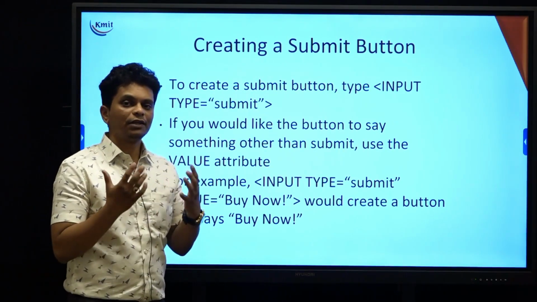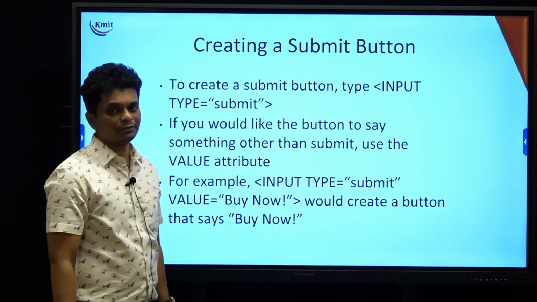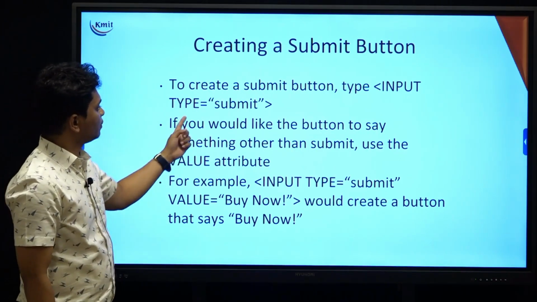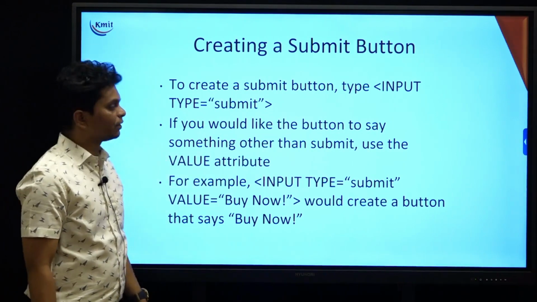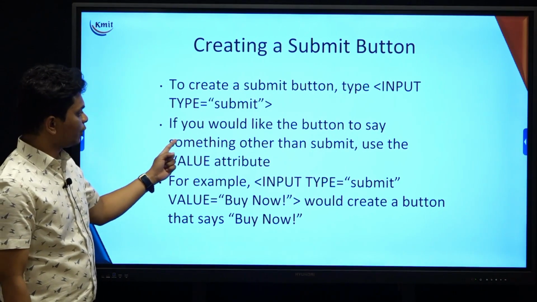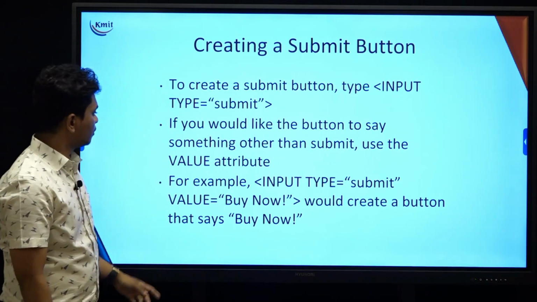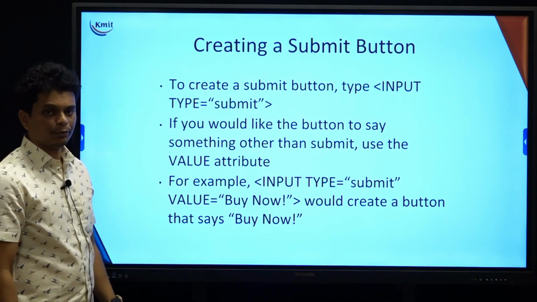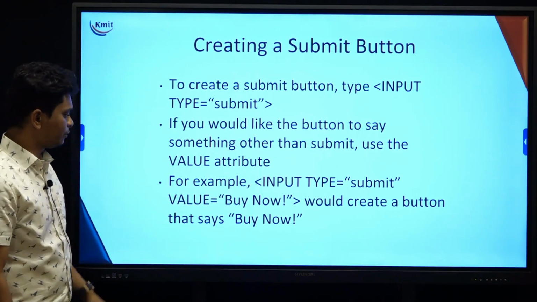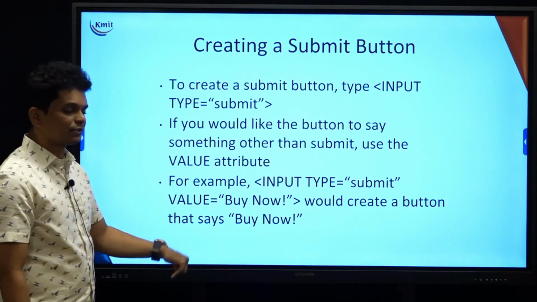Finally, at the end of any registration page, we have a submit button. So how to create a submit button? Here, to create a submit button, again we will be using the tag input, type equals to submit. Then, if we want a button with a name, we can give a value attribute. For example, here input type equals to submit, value is equals to buy now. It would create a button that says buy now.